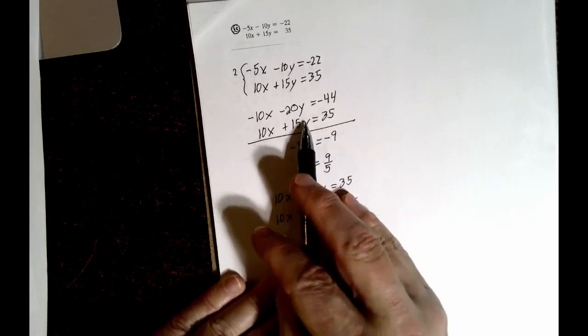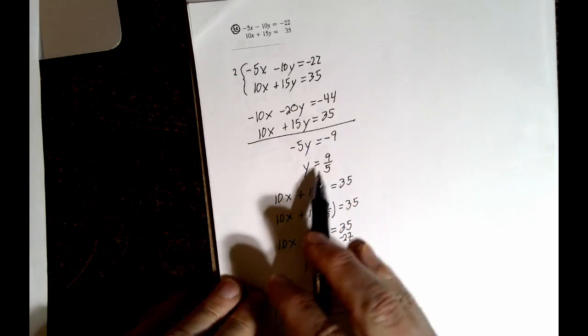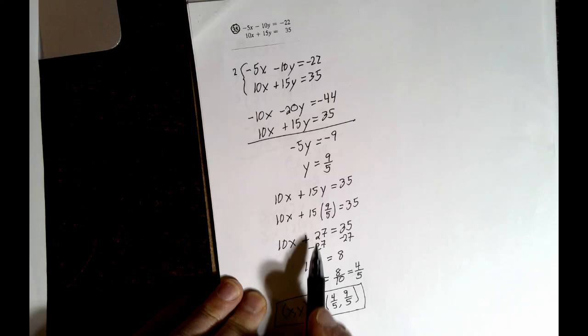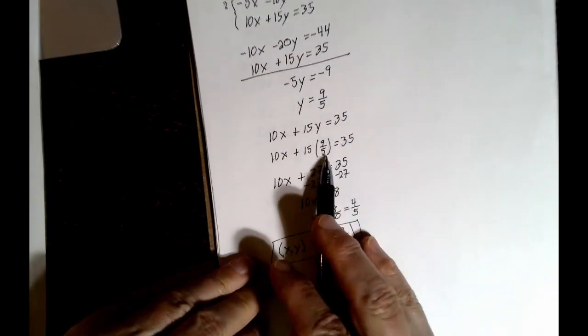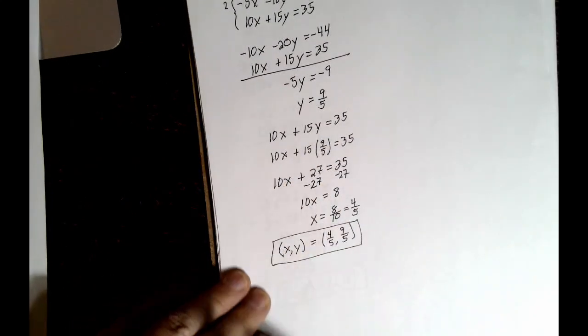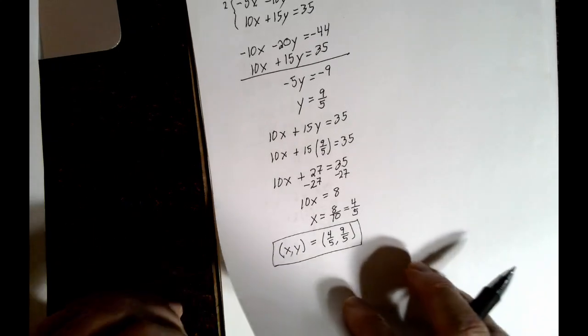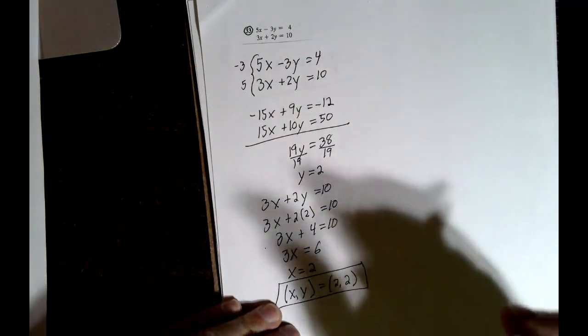And here you're going to end up, your y's are going to stick around, and you finally know that y is 9/5. You plug that into either equation and solve it, and you get x equals 4/5. And so 4/5, 9/5. Kind of a weird problem, but there you go.